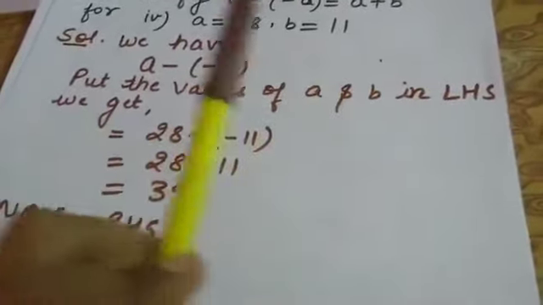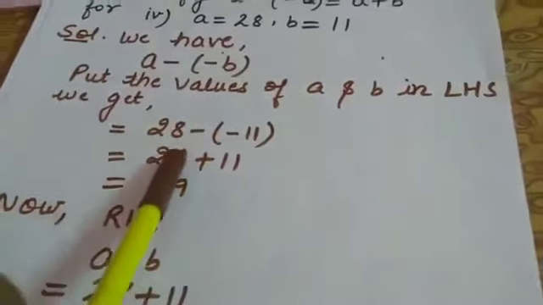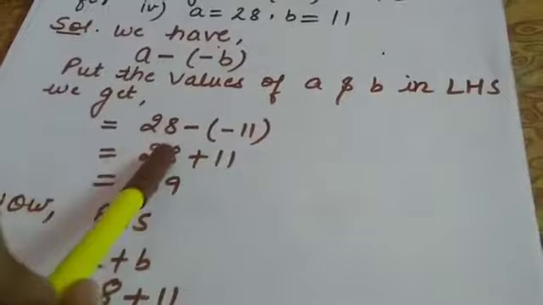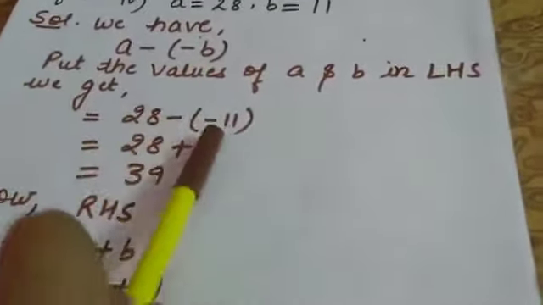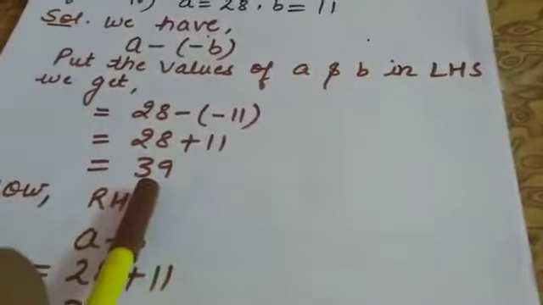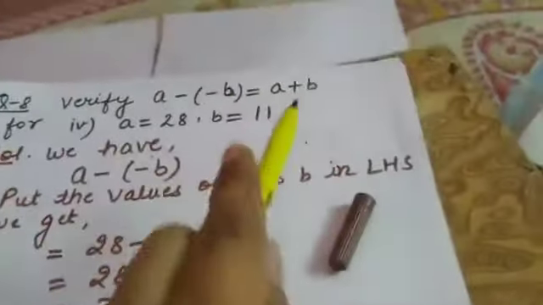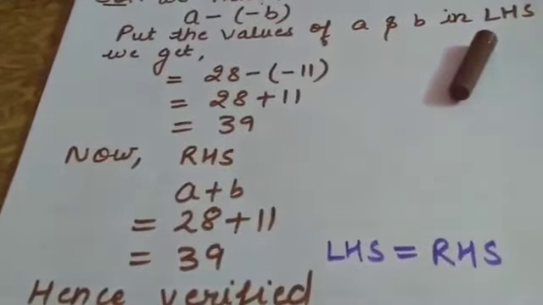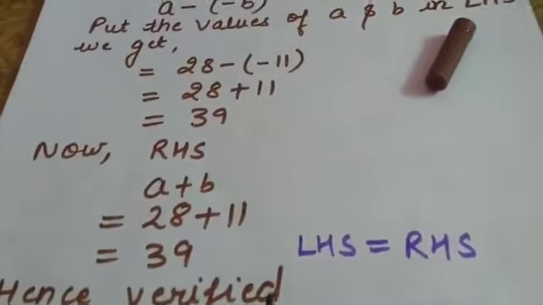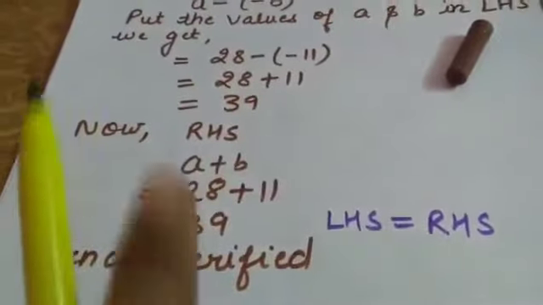Put the values of A and B given in the equation in LHS. In place of A you have to put 28. In place of B you have to put 11 with the same sign. So minus minus will become plus. It will be 39. So after solving we get 39 on LHS. Now come to the RHS. We have A plus B. A you have to substitute 28 and B you have to substitute 11. If simply you add them, you will get 39, which is equal to LHS.